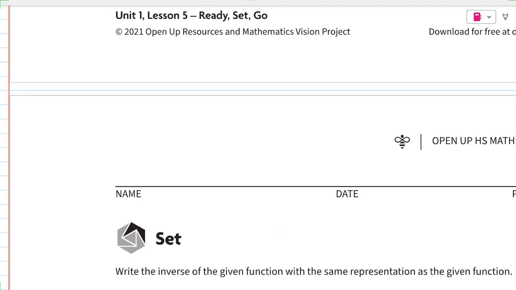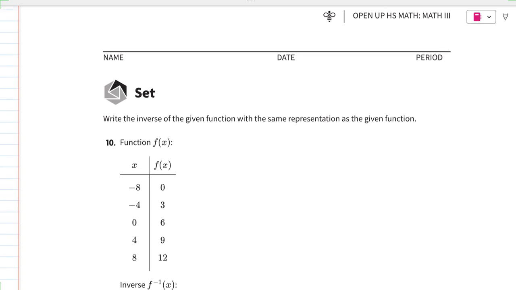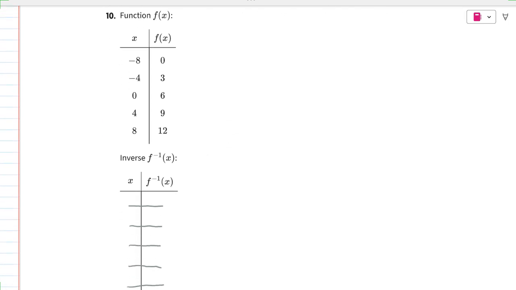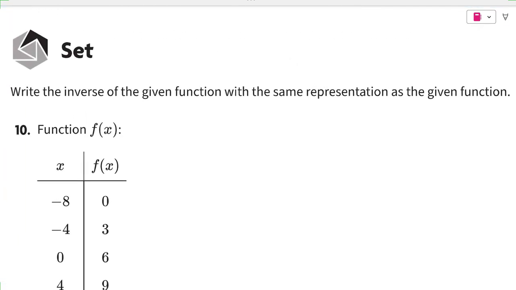Okay, let's move on to the set problems. For our set problems, it says write the inverse of the given function with the same representation as the given function. So it gave us a table. It wants us to write our answer as a table. So inverse, right? Remember our input and output.